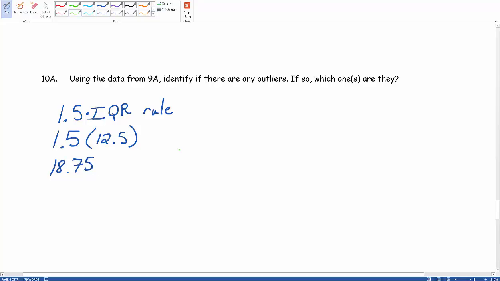From this, we want to look for any potential outliers that are on the left side of our data set. And so how we do that is we look at our Q1, and we're going to go ahead and subtract our 1.5 times that IQR rule. So our Q1 from problem 9A, we saw that come out to be 62. We're going to subtract our 1.5 times that IQR, in which case we just found it right here, that 18.75. And when we do that, we end up with an answer of 43.25.